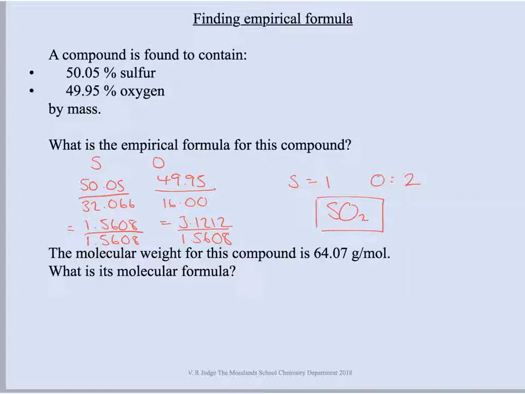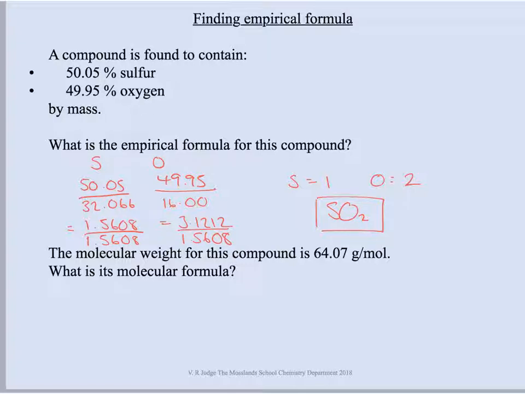So just to remind you, for each element you take its percent by mass, you divide it by its relative atomic mass, and then out of all of the answers that you've calculated, you divide all answers by the smallest number that you got. Then you get a whole number ratio, write it as a formula. Done.